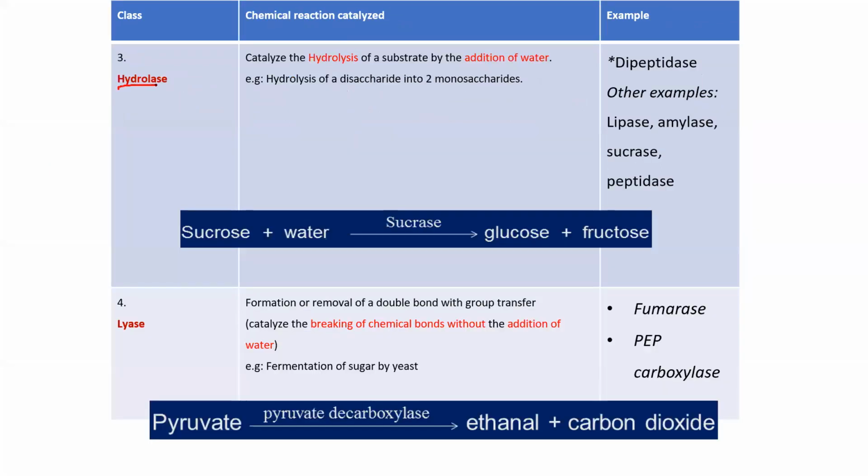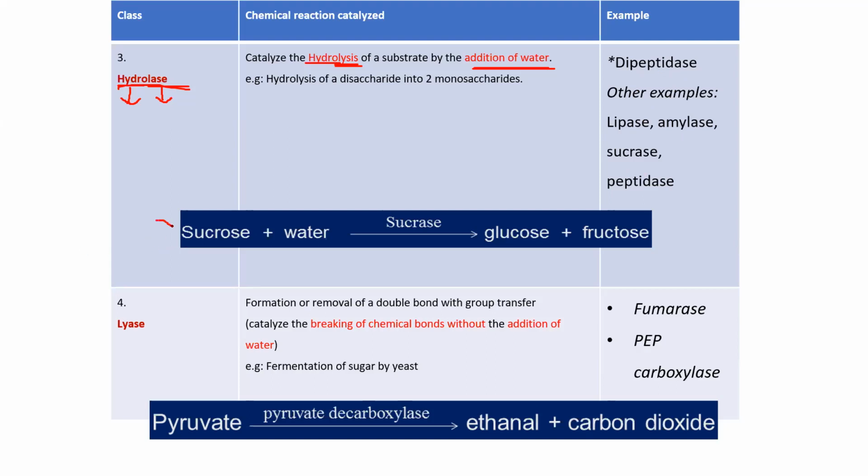So the next class is hydrolase. Hydro apa maksud dia? Air. Lyse mean pecahkan ikatan. So hydrolase is involved in reactions that break bonds with the addition of water molecule. Hydrolase: hydro air, lase, lysis, pecah. Examples are dipeptidase, lipase, amylase, sucrase and peptidase.